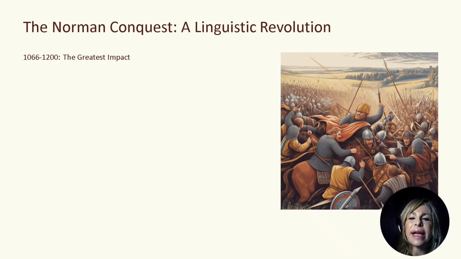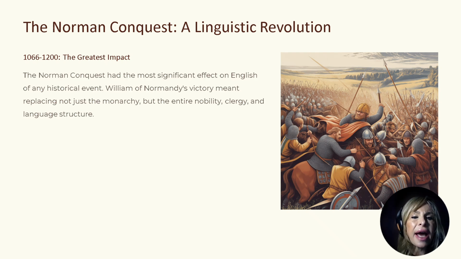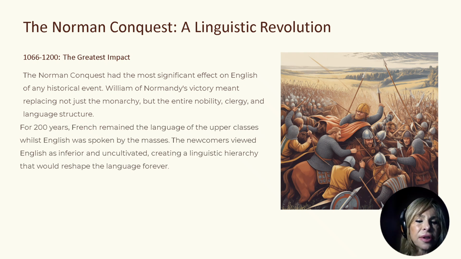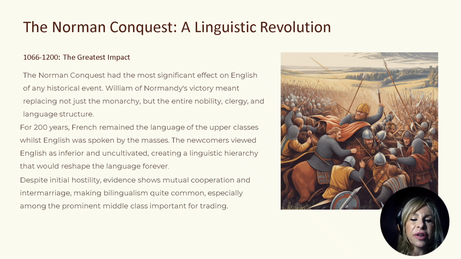The Norman Conquest, a linguistic revolution. The Norman conquest took place from 1066 to 1200 and had the most significant effect on English of any historical event. William of Normandy's victory meant replacing not just the monarchy but the entire nobility, clergy, and language structure. For 200 years, French remained the language of the upper classes, whilst English was spoken by the masses. The newcomers viewed English as inferior and uncultivated, creating a linguistic hierarchy that would reshape the language forever.